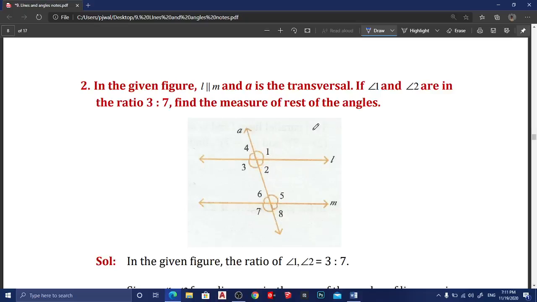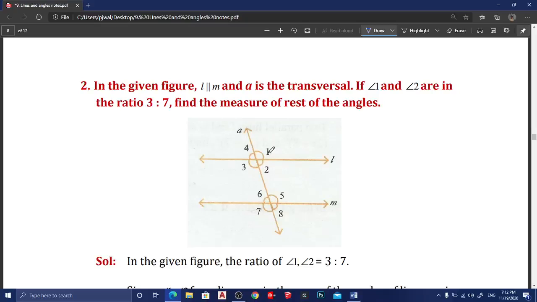And if angle 1 and angle 2, these two angles are in the ratio 3:7. Here directly the angles are not given. It is given that in a ratio 3:7. Find the measure of the rest of the angles. So first you have to know that angle 1 and angle 2 are linear pair again, because this is a straight line and this line L is intersecting. Since intersecting lines will form linear pairs, adjacent angles will form linear pairs.